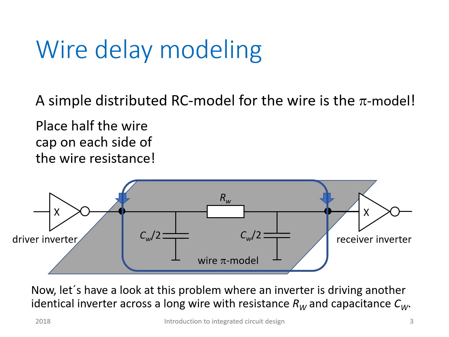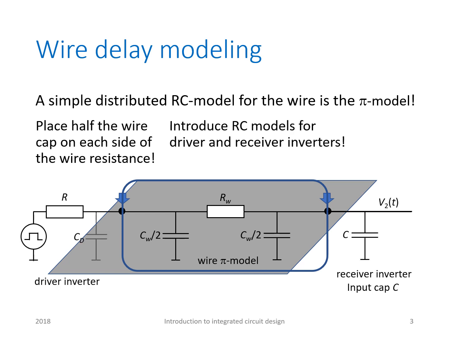A simple distributed RC model for the wire is the pi model. In the pi model, we have placed half the wire capacitance on each side of the wire resistance. So we have half of the wire capacitance to this node and half of the wire capacitance to the output node. Now also introduce the RC models for the driver inverter with an effective resistance and a parasitic output capacitance, and the receiver inverter, which has an input capacitance C.